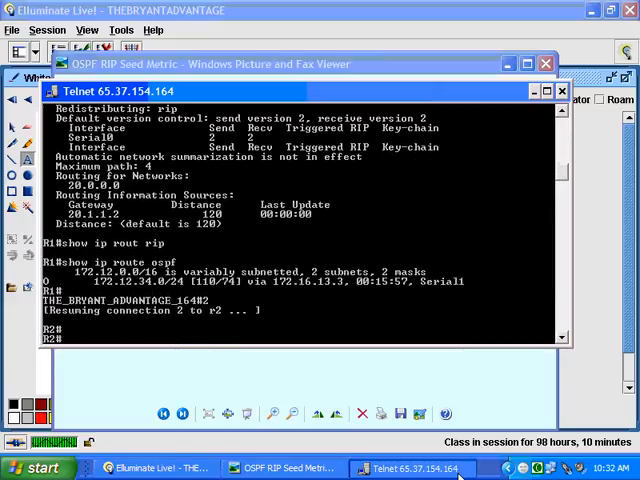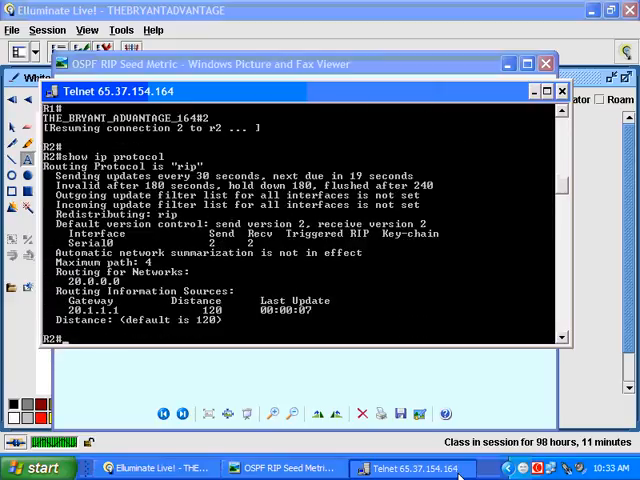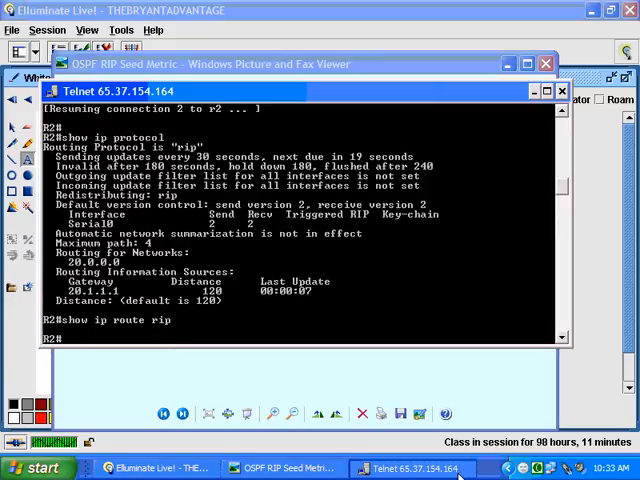But we'll try anyway. On router 2, we'll run show IP protocols. You can see that it is running RIP version 2. Auto summary has been turned off, and we'll do a quick check of the routing table over here, and we don't see anything.